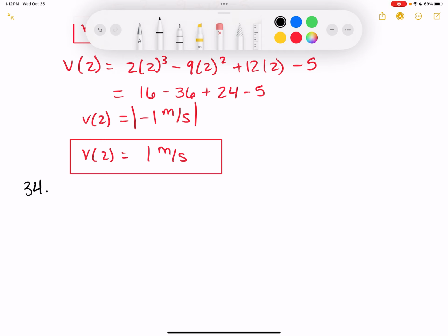All right, 34. Inflating a balloon. The volume V equals 4/3 pi r cubed of a spherical balloon changes with the radius. Okay, so that's the volume of a sphere, in case you didn't know that. At what rate does the volume change with respect to the radius when r equals 2 feet?